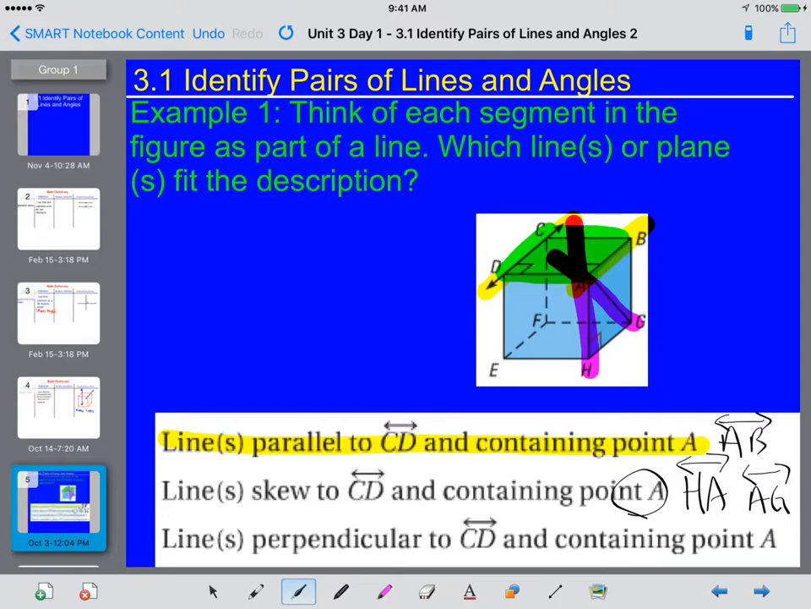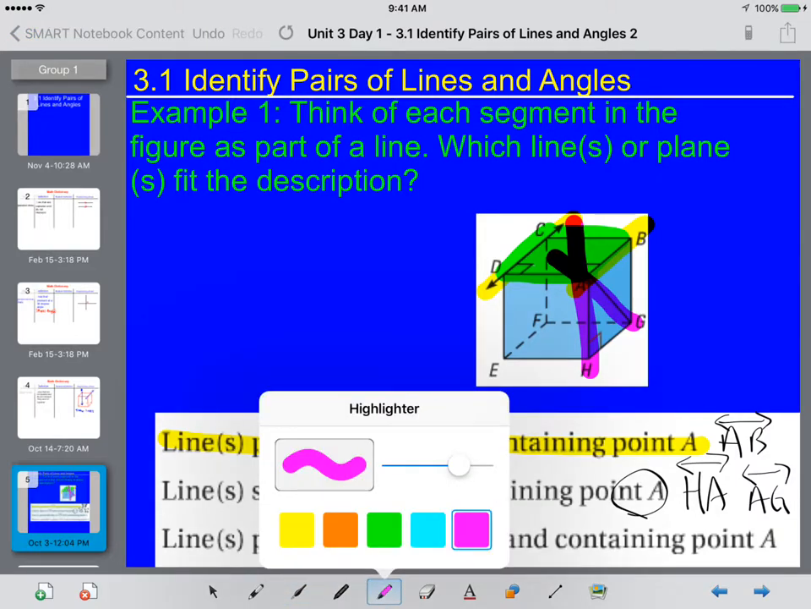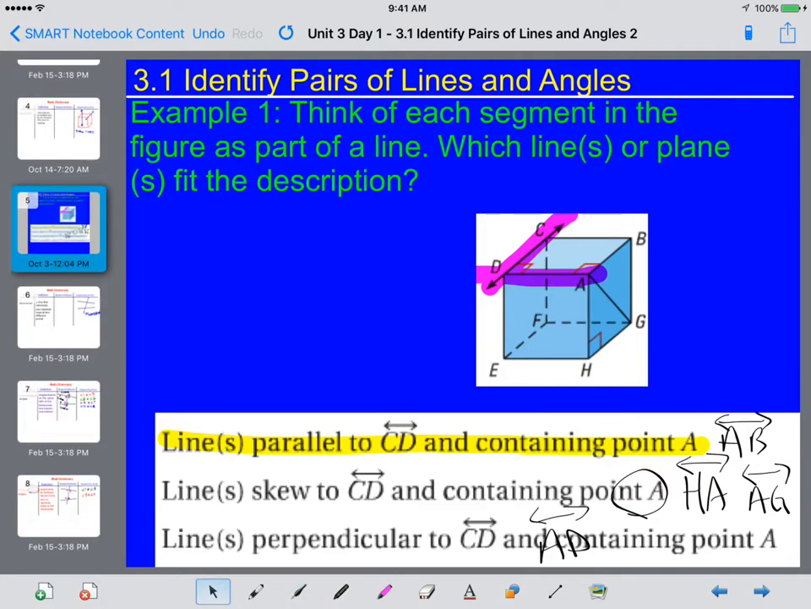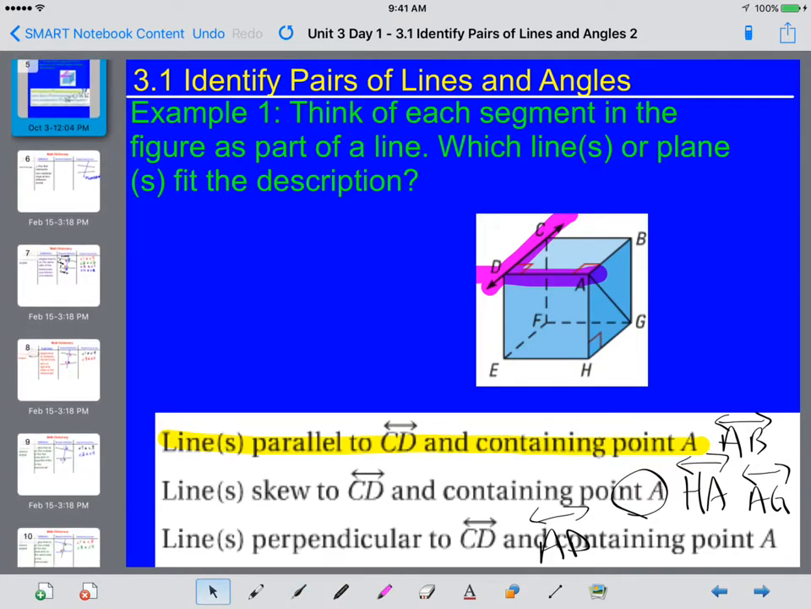Line perpendicular to CD and containing point A. I'm going to erase all this. So we need it to be perpendicular to CD and containing point A. So perpendicular means it cuts it at a 90-degree angle. I see a little 90-degree angle when we connect it with AD. Good. On to some more words.